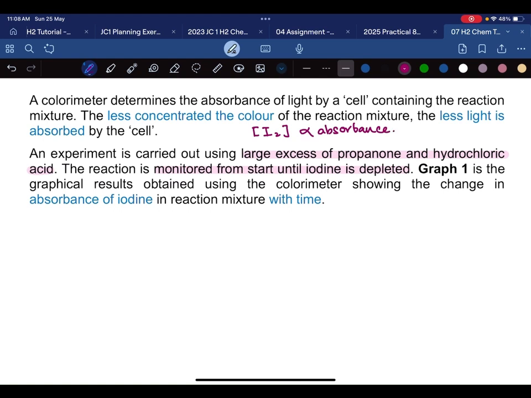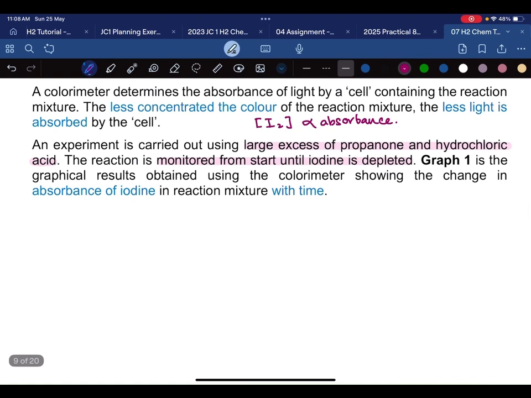Now the experiment, you are told that it's carried out using a large excess of propanone and hydrochloric acid, and we're going to start monitoring until iodine is depleted. So due to the relative concentration, we are going to expect that the concentration of my propanone, okay, because it's in large excess, right, and HCl, we're going to expect it to remain approximately constant throughout the measurements of my iodine, right?